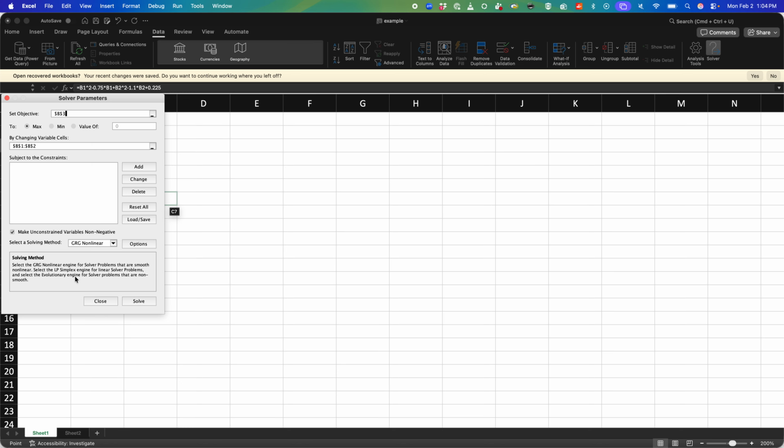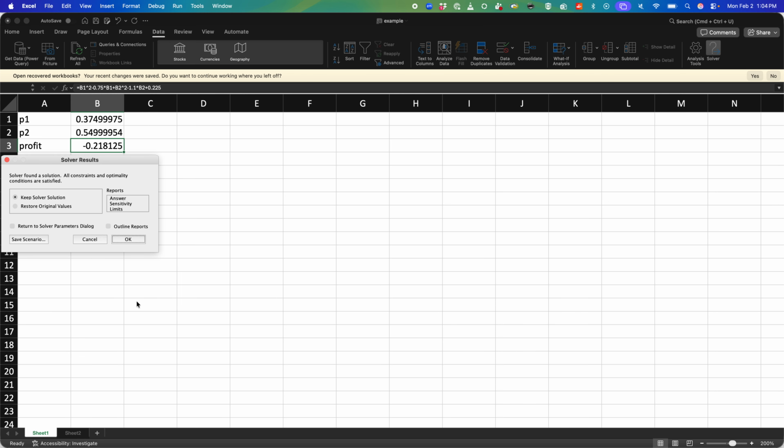Sorry, I am supposed to minimize it. That's why it wasn't working. The original one was negative P1 squared, so the negated form is P1 squared. So this should be minimized, not maximized. Okay, so let's try that again. Great.